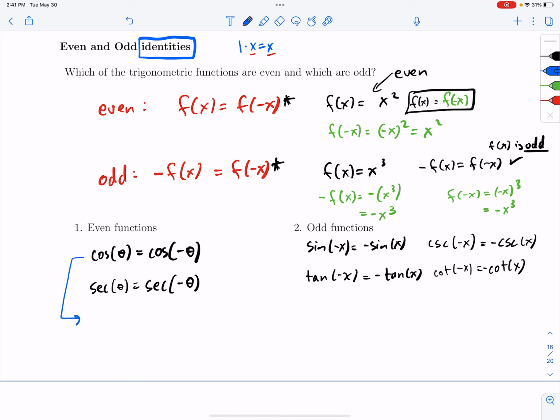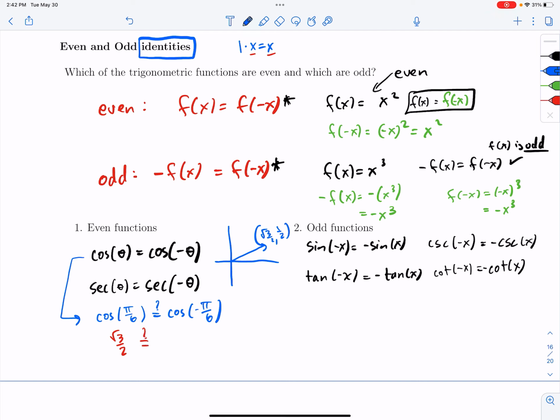I'll highlight this with cosine first. So what this is saying is cosine of an angle is equal to cosine of negative of that angle. So let's just pick an angle on the unit circle. How about cosine of pi over 6? And we want to show that that is equal to cosine of negative pi over 6. So cosine of pi over 6, that is on the unit circle. It's right here. The coordinates there are root 3 over 2 and 1/2. So cosine of pi over 6 is equal to root 3 over 2.